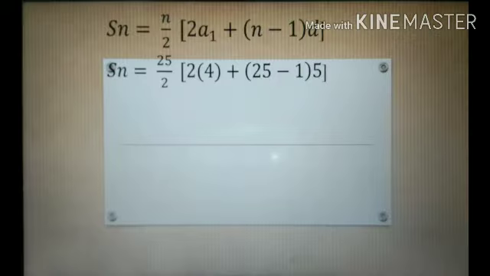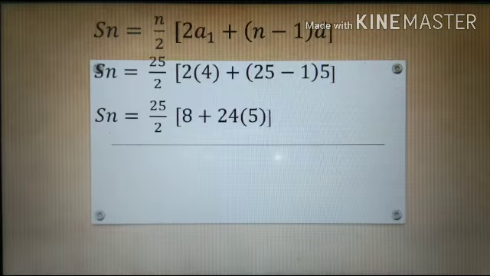By substitution, the working equation will be S of n is equal to 25 over 2 times the quantity of 2 times the first term, which is 4, plus n, which is 25 minus 1 times the common difference, which is 5. This will be 25 over 2 times 8 plus 24 times 5.